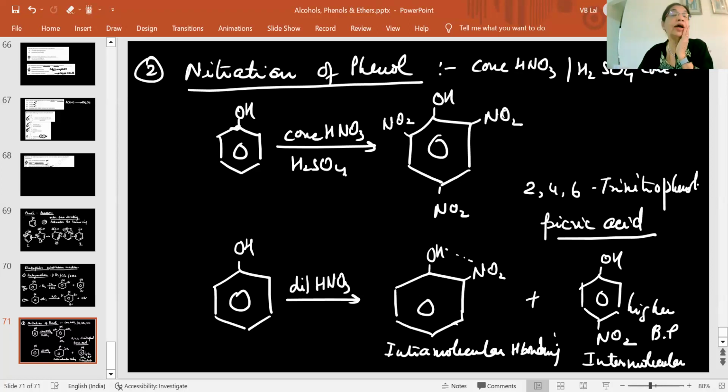Here this is volatile actually. Why? Because the hydrogen bonding is within the molecule. Between two molecules, there is no hydrogen bonding. It is within the molecule, so all the molecules are happy within themselves. They don't attract each other. When they start attracting each other, then the boiling point rises. Understood?